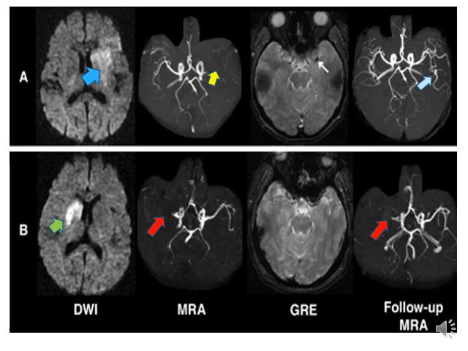So in this figure, in panel A, the infarction here is in the left middle cerebral artery. You can see it with the blue arrow, and the yellow arrow shows the MRA. You cannot visualize the left middle cerebral artery.